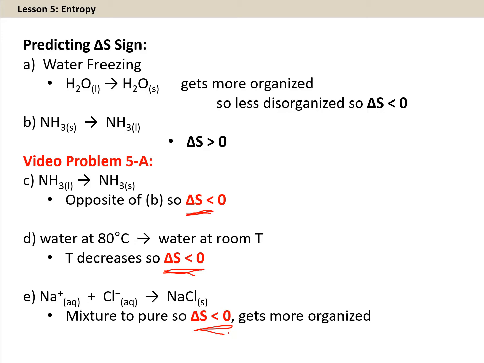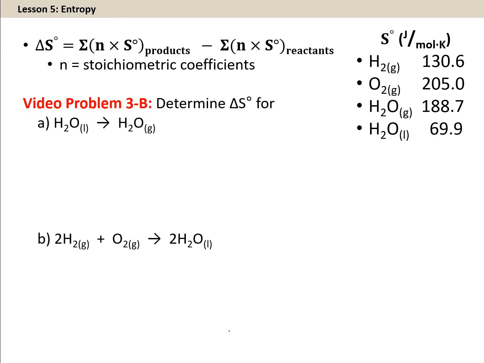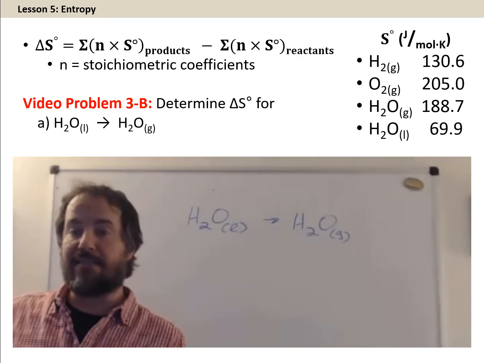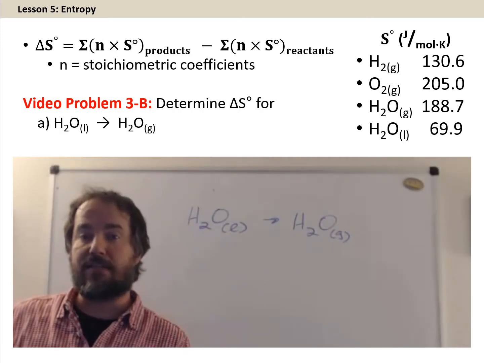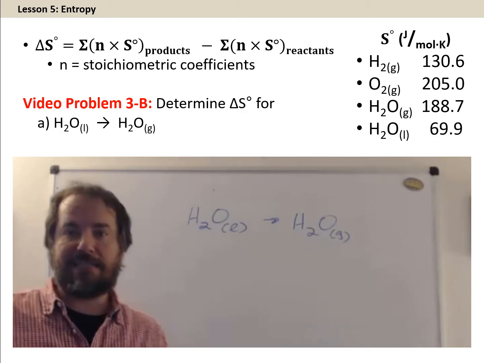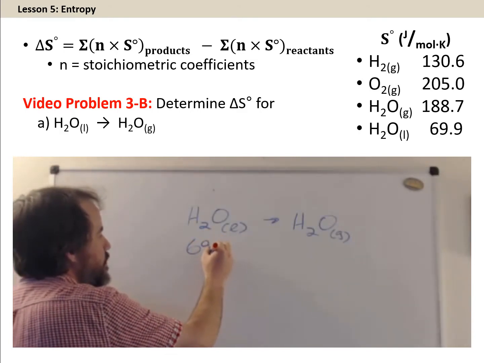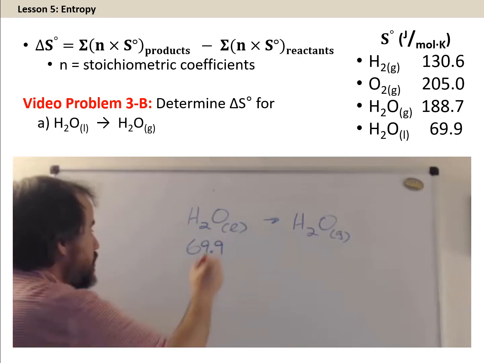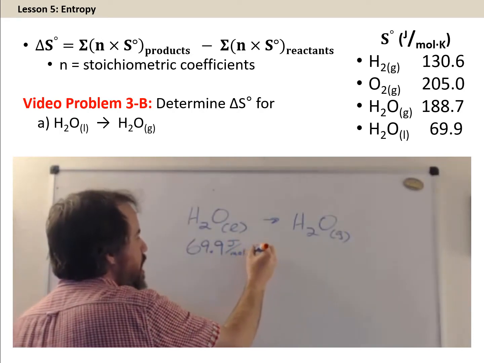Now we're going to try to calculate delta S. The last problem was predicting delta S. Now we're going to actually calculate it. In problem 3b, we're going from H2O liquid to H2O gas. We can look up in the back of the book the standard entropies. I can see I have 69.9 for H2O liquid.